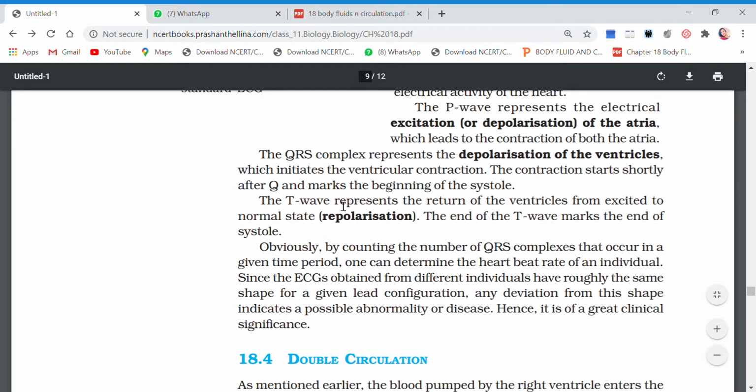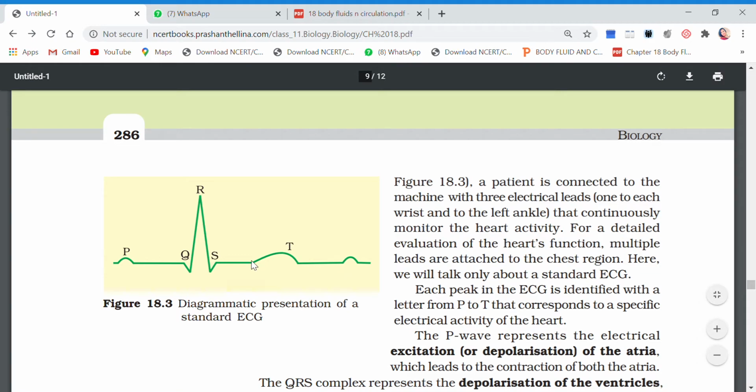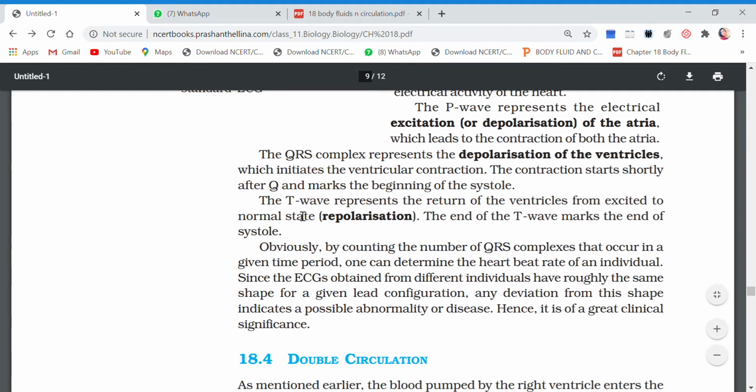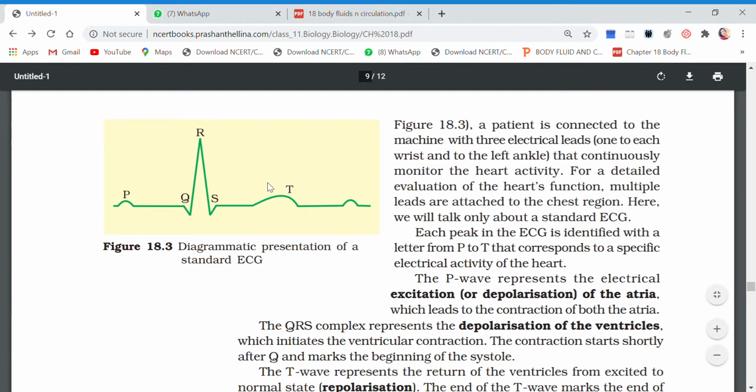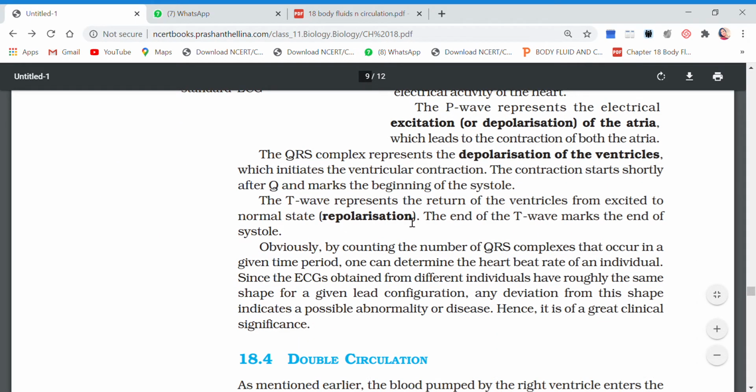Then you see the T wave. It is also a small elevated portion, but a bit extended one. Here the P was not that extended, but T is a bit extended. So the T wave represents the return of the ventricles from the excited to the normal state. That means the ventricles are now coming to the relaxation stage. Here they were excited and showing contraction, but now the ventricles are coming to the relaxation stage or repolarization.